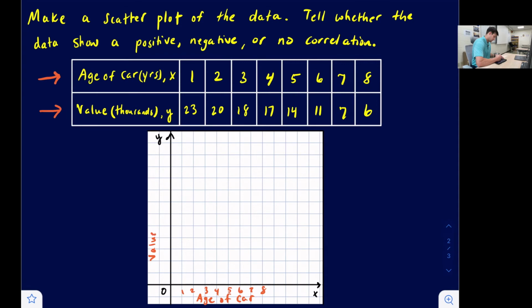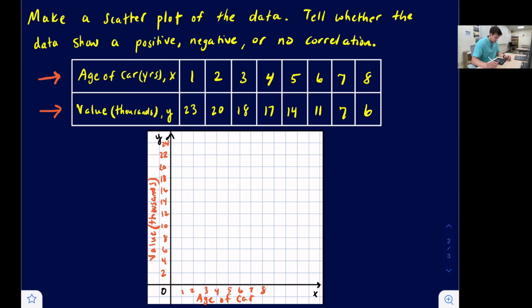Okay, so value in thousands. And we have from 23,000 all the way down to 6,000. So we can label, let's go by maybe by twos, right? So let's say 2, 4, 6, 8, 10, 12, 14, 16, 18, 20, 22, and this one would be 24. Okay, so that represents, like when it says 2, that's 2,000, okay?